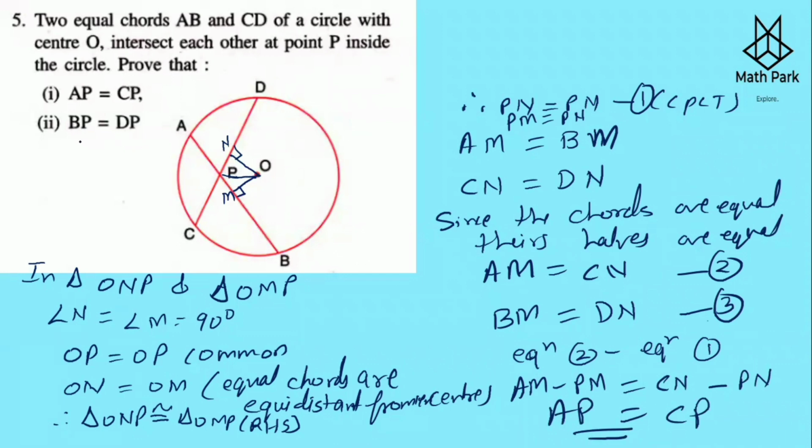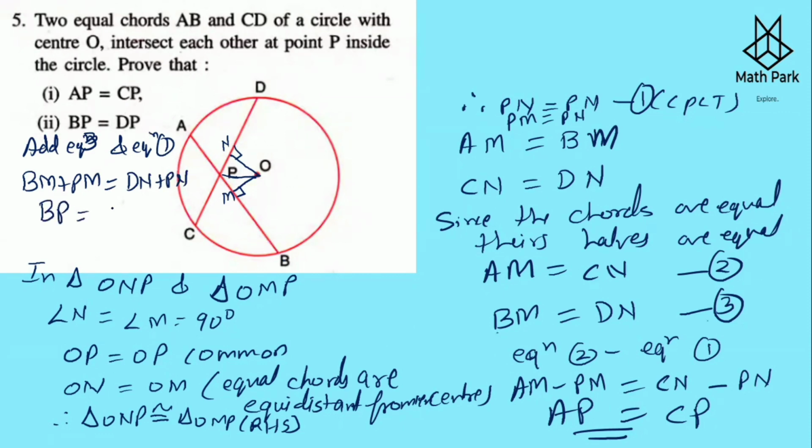Now for the last part, we have to prove BP is equal to DP. So how will you get BP? It will be BM plus PM. So we have BM here and PM over here. So we will have to add equation 3 and equation 1. So we get BM plus PM is equal to DN plus PN. Now BM plus PM is nothing but BP, and DN plus PN is nothing but DP, and thus we are done with question number 5.